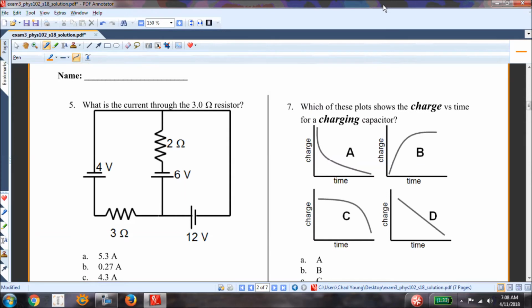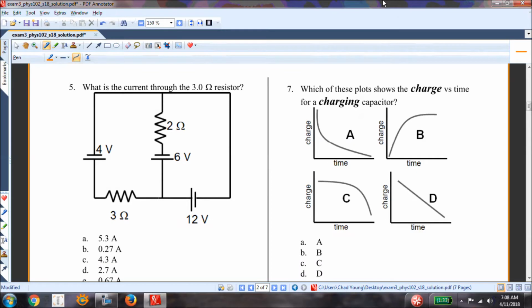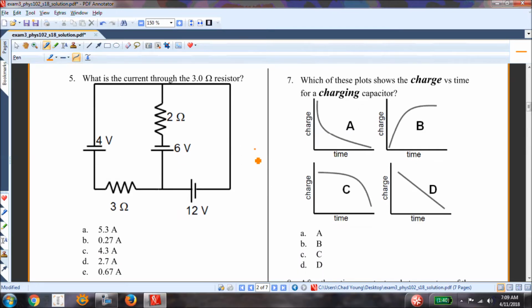Now, what is the current through the 3 ohm resistor? Well, there are no currents listed here, so I just need to label some. I'm going to call this I1, I'll call this I2, and I'll call this I3. And through the 3 ohm resistor, that's I1. So I want to know what I1 is. I want to pick a loop. I'm going to use this loop because there are no resistors on that right-hand side. It makes the math a lot easier. Let's go start here and go in this direction.